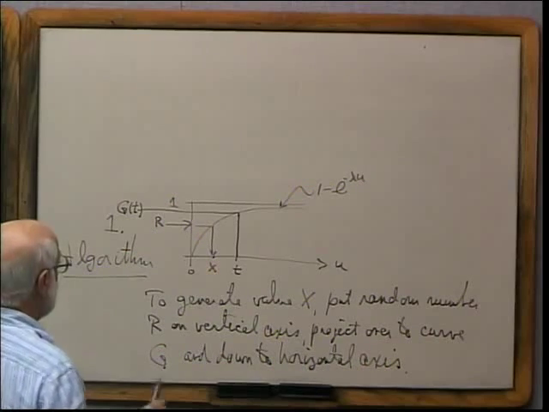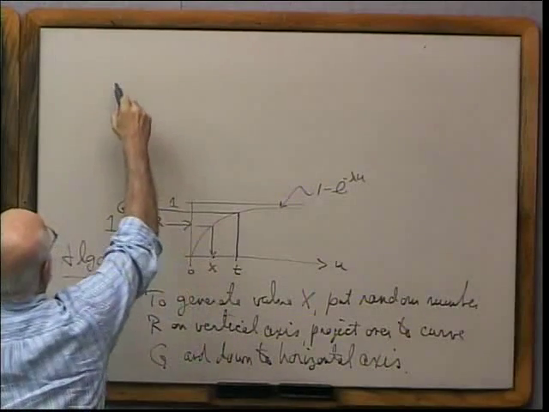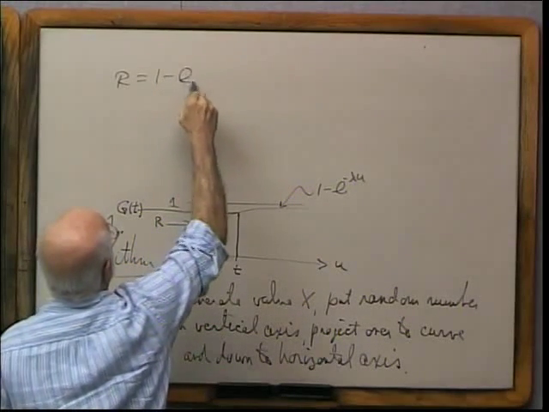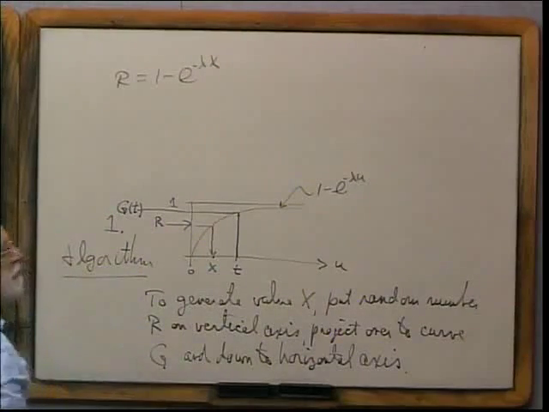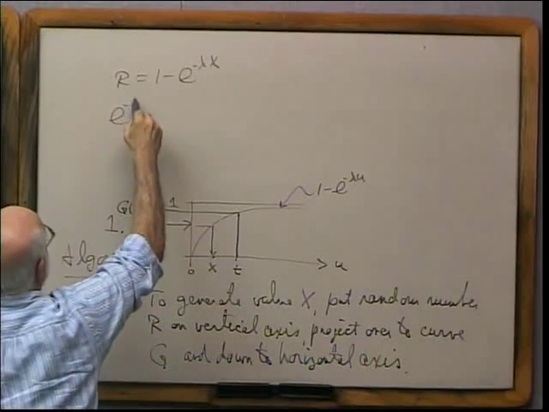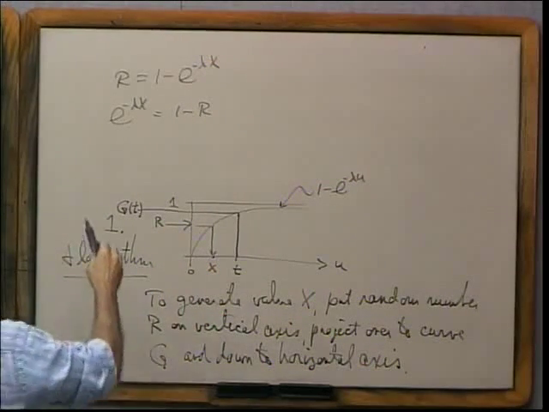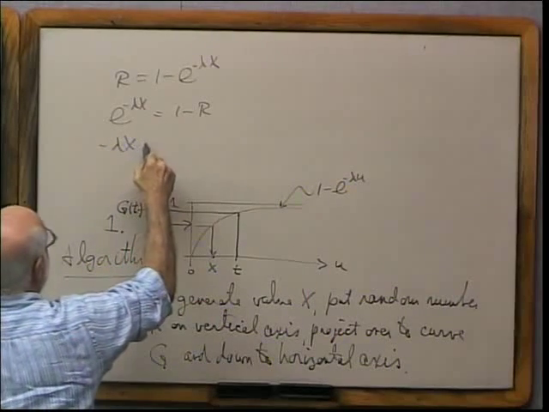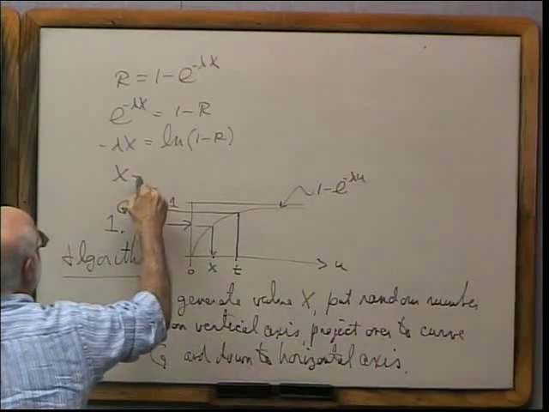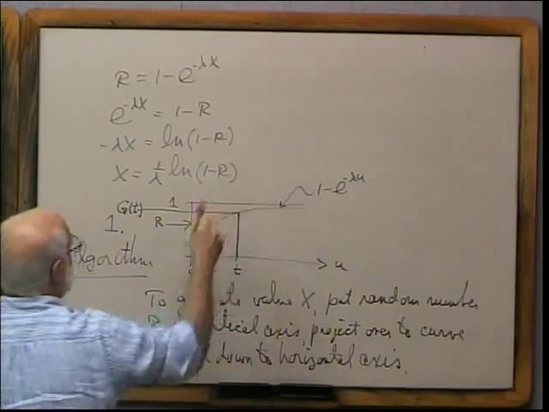when I plug in x into this formula and I get r, then that means that r is equal to 1 minus e to the minus lambda x. So therefore, solving this equation, I can write e to the minus lambda x is equal to 1 minus r, or taking logarithms of both sides, I get minus lambda x is equal to the natural log of 1 minus r, or in other words, x is equal to 1 over lambda times the natural log of 1 minus r. I forgot the minus sign.